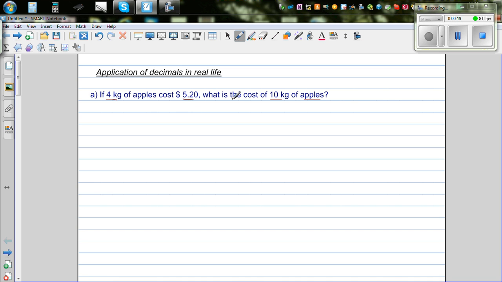So whenever you have a question like this, it's always good to make two columns. So let me make a column for kgs. First, I'll do it without a calculator, and then I'll show you how to do it with a calculator, and dollars. Okay, so what's the information that we have? For 4 kgs, it is $5.20. The cost for 4 kgs is $5.20. And you want to find for 10 kgs, how much?